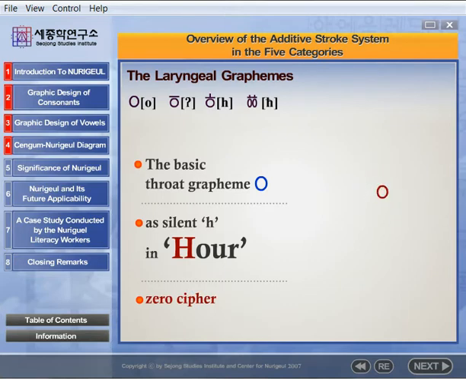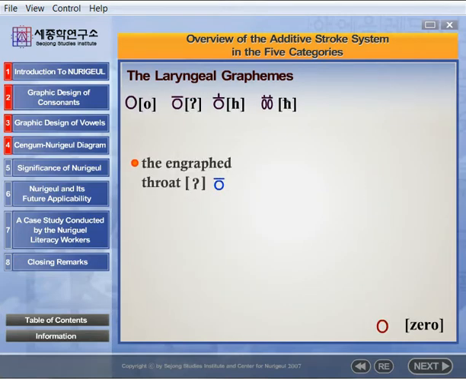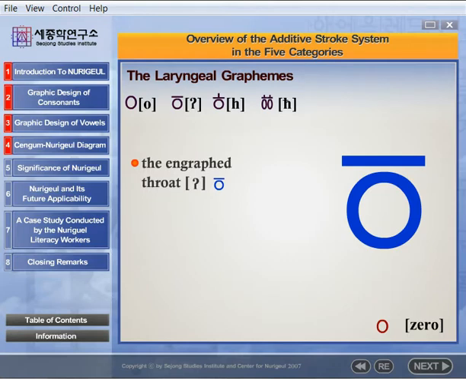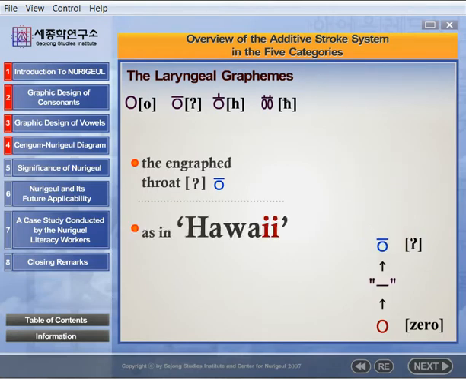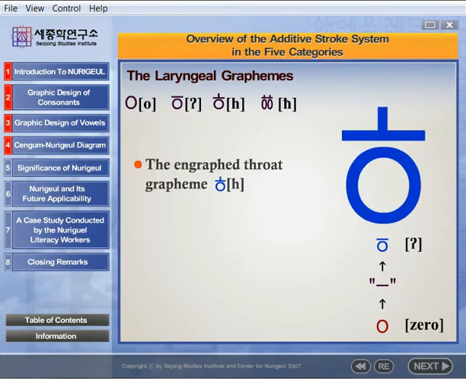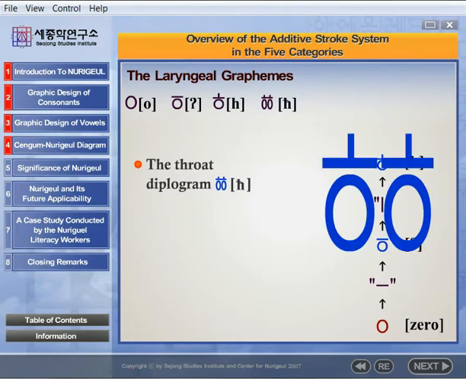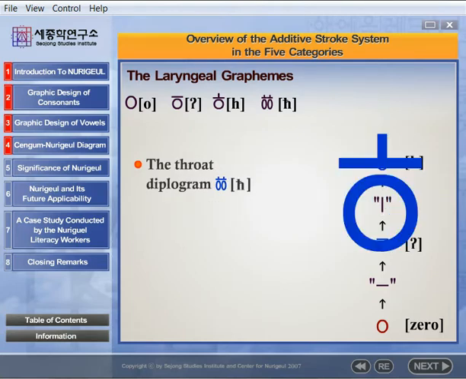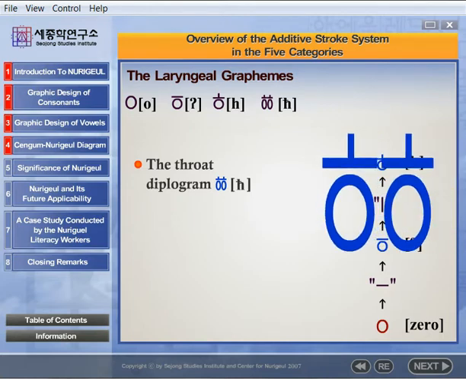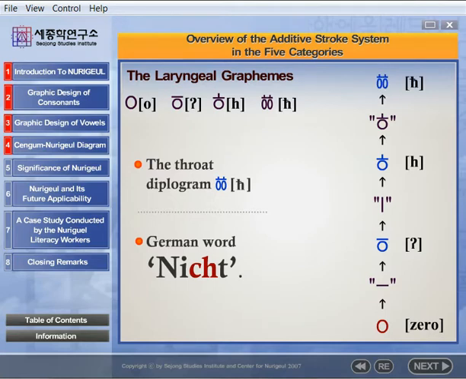It's a zero cipher. When we add a horizontal stroke on top of it, it is the ingraft throat sound, as in Hawaii. The ingraft throat grapheme, as in hot, is formed by adding an extra vertical stroke on top of the grapheme. The throat diplogram is formed by writing the grapheme side by side. This sound is like the German word nicht.